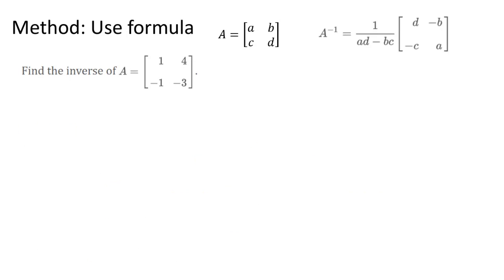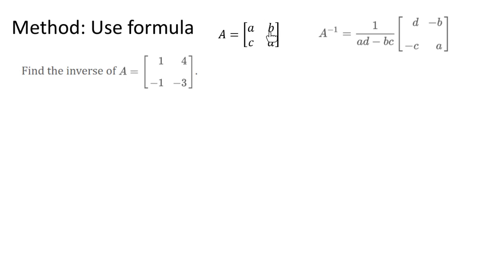Okay, so let's look at this method. For this method, it's using the formula. Let's say you have a general matrix here with elements A, B, C, D. Then the formula tells us we're going to have 1 divided by A times D. So you're going to multiply A times D, and then subtract the B times C. And then you're going to switch the A and the D, the positions. So now you're going to have D and A.